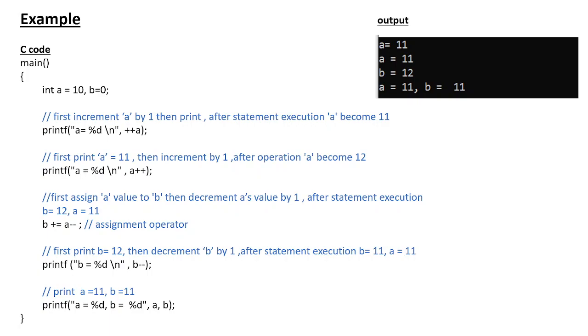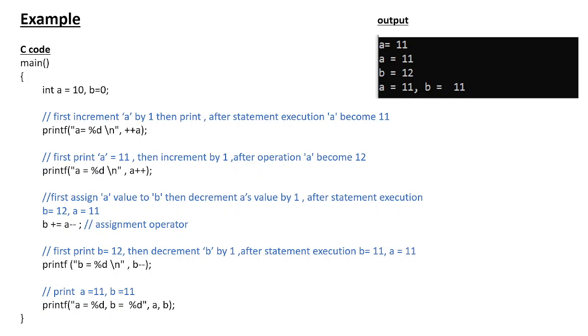Coming to the next line, where we are going to print b's value, then after printing it, the value will be decremented. So it is a post decrement. First it will print b's value, which is 12. Then after the statement execution, b's value becomes 11 and a's value is 11.